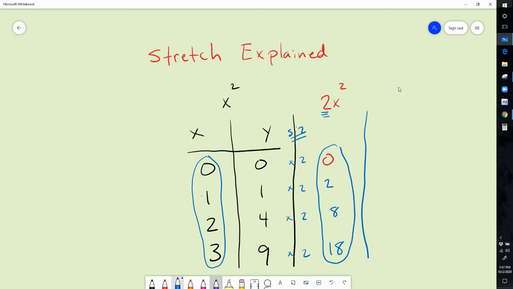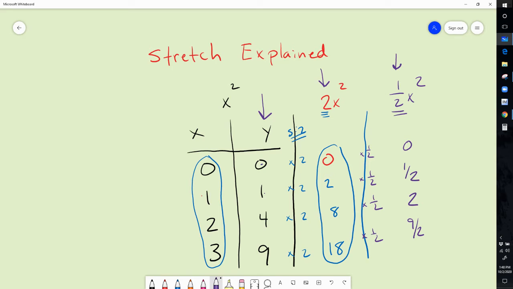Now, we could do the exact same thing if the stretch was 1/2. All right, so all we're going to have to do is multiply everything by 1/2, or multiplying the original equation by 1/2. Okay, so 0 times 1/2 is 0. 1 times 1/2, remember multiplying by 1/2 is the same as dividing by 2. So 1 divided by 2 is 1/2. 4 divided by 2 or times 1/2 is 2. And this one's going to be 9/2 or 4.5.